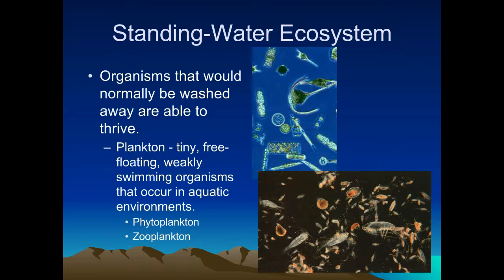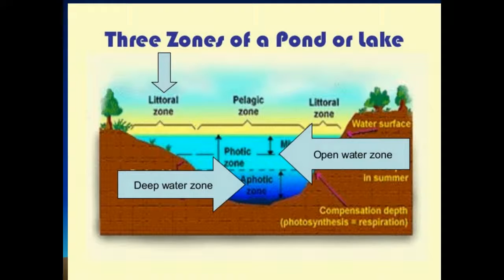Okay. Now, standing water ecosystems. This is the image you need. So knowing phytoplankton and zooplankton, that's key for the oceans and key for freshwater ecosystems. Really, we just need to know the zones of a lake or a pond. There is the littoral zone. That is the zone that is closest to the shore. When you go swimming in a pond or a lake, you're kind of swimming in the littoral zone. It's where you have the highest concentration of organisms, of plants that are growing, fish living there.